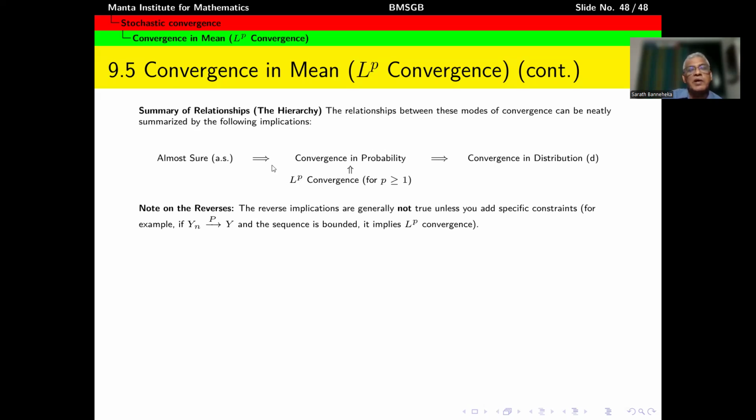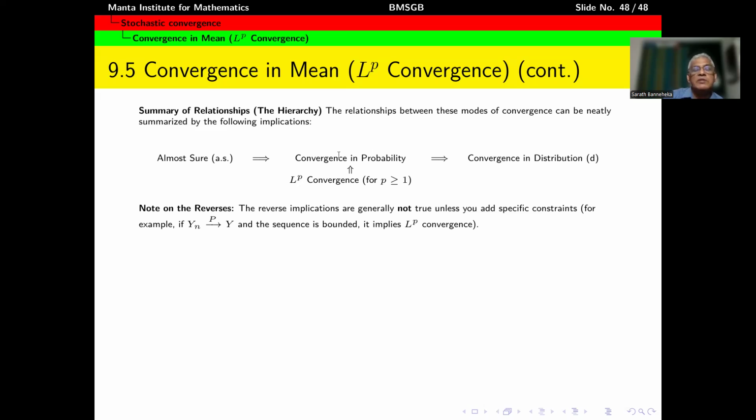Almost sure convergence implies convergence in probability. Convergence in probability implies convergence in distribution, that is the weak convergence. And also LP convergence implies convergence in probability. So those are the implications between those. Almost sure convergence implies this one, therefore almost sure convergence automatically implies convergence in distribution also. So convergence in probability implies convergence in distribution as well.